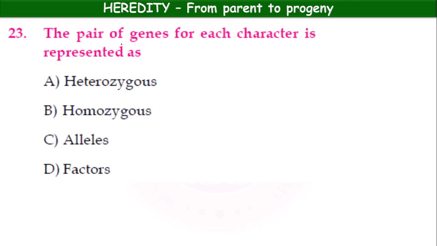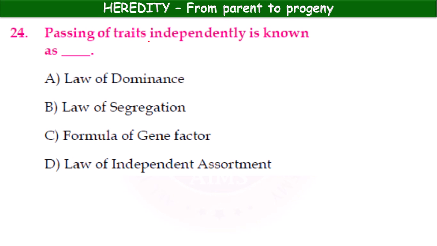Question number 23. The pair of genes for each character is represented as heterozygous, homozygous, alleles, factors. They are alleles. The characters means alleles. Alleles nothing but genes. Option C. The passing of traits or characters independently is known as law of dominance, law of segregation, formula of gene factor, law of independent assortment. Law of independent assortment.